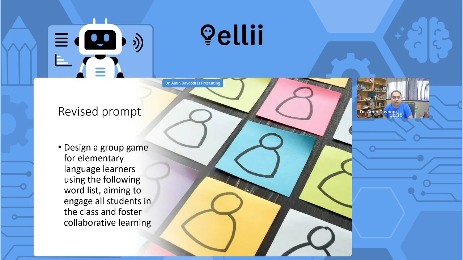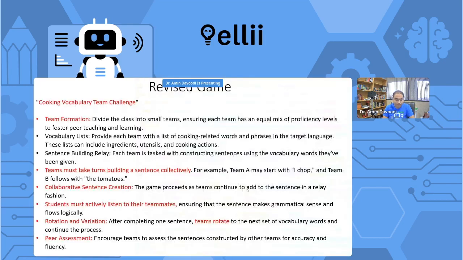This is the revised prompt that I recommended. Design a group game for elementary language learners using the following word list. Again, the same word list about cooking and everything. Aiming to engage all the students in the class and foster collaborative learning. Well, it is true. When it comes to artificial intelligence and ChatGPT, you get what you ask for. Here's what I got. Cooking Vocabulary Team Challenge. That's the name of the game or the assignment, as you want to call it.